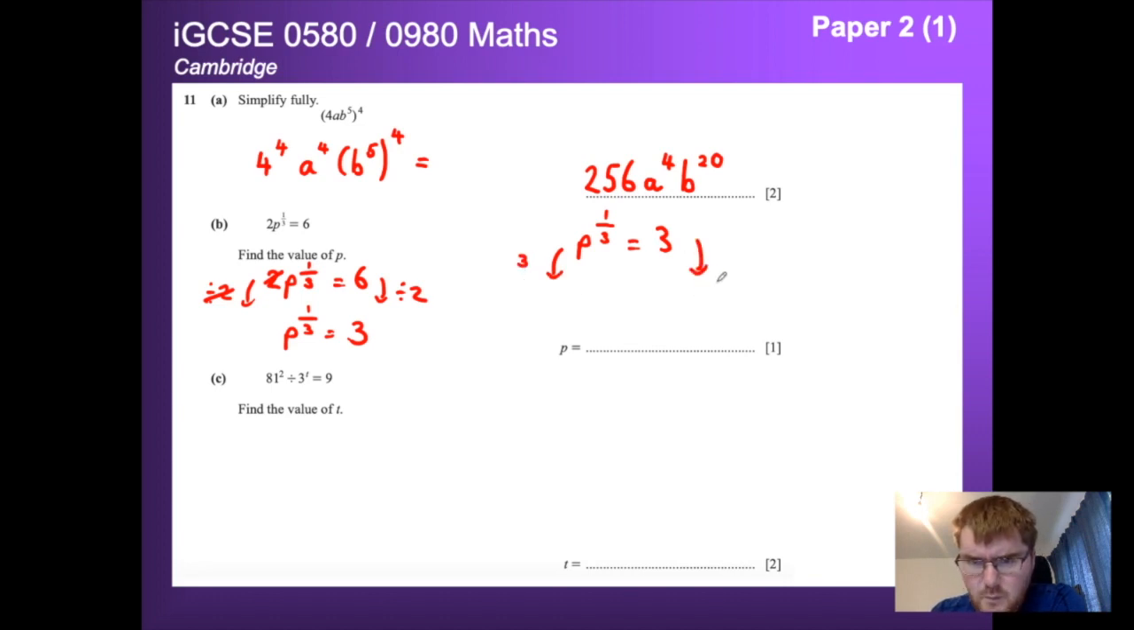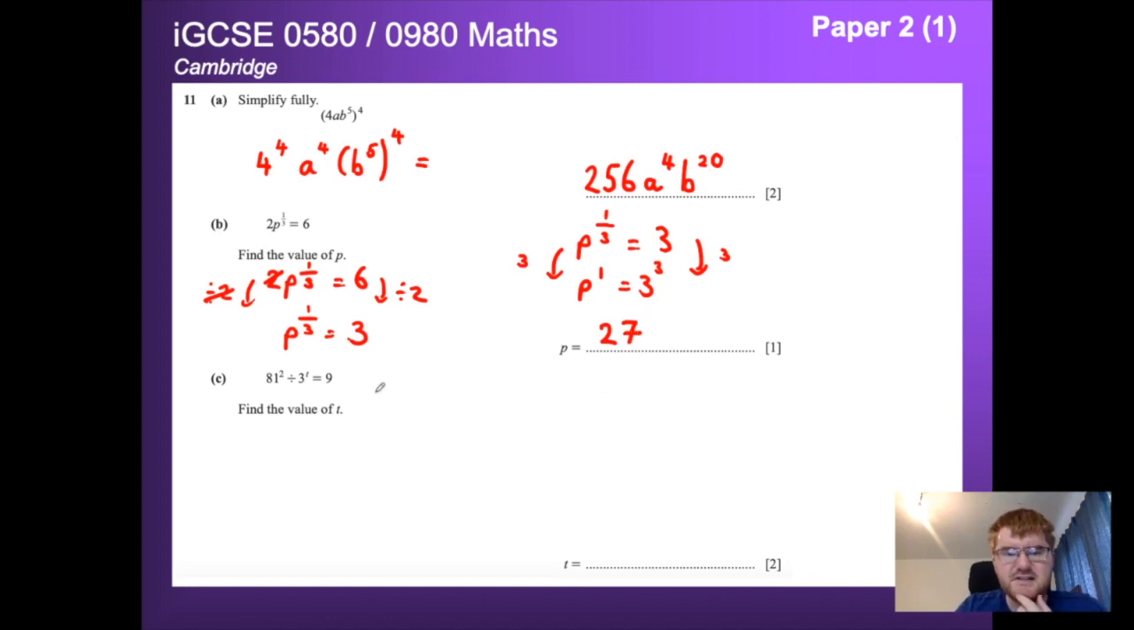Now let's just think why this works. Well, what's 1/3 times 3? Well, that's equal to 1. So we get p to the power of 1. 1/3 times 3 is equal to 1. But remember, we have to cube the other side. So we have to do 3 cubed. And 3 cubed is 3 times 3 times 3. And that gives us our answer of 27 for our 1 mark.